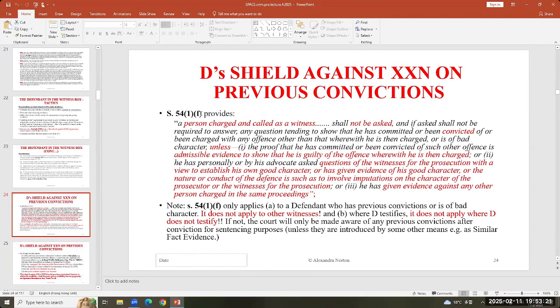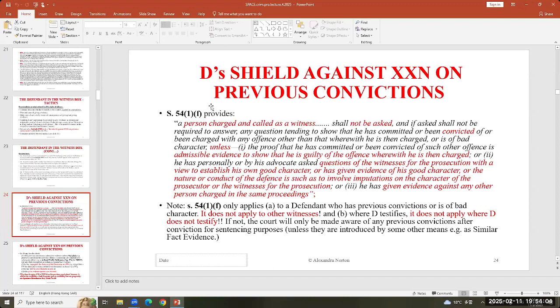So you'll remember section 54(1)(f), which is the shield about cross-examining a defendant on his previous convictions. Now, I just want you to make a note, remind yourselves that when it comes to any other witness in the case, they can always be cross-examined about previous convictions that they have, right? So a prosecution witness, another defense witness, they can be asked about previous convictions, provided that those previous convictions are relevant, right? Because the judge always has the discretion to exclude irrelevant, prejudicial information, right?